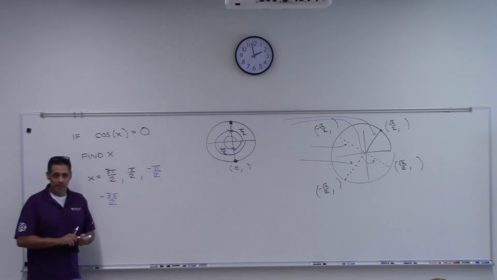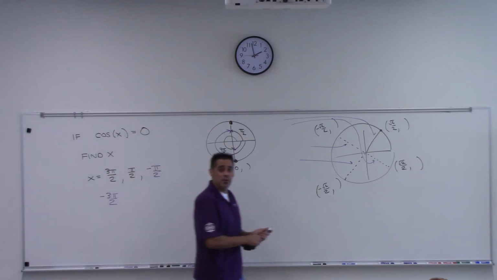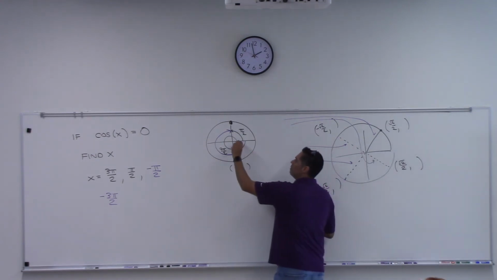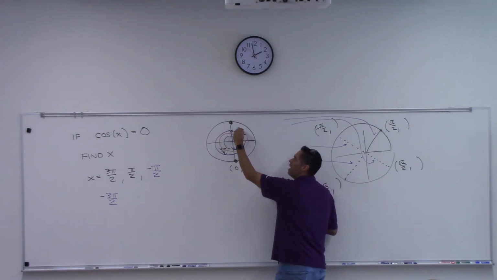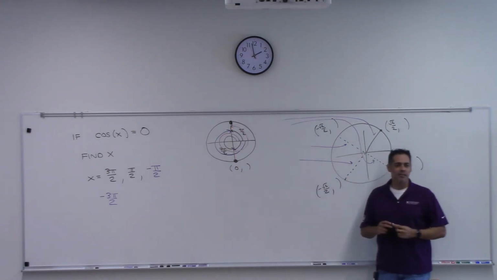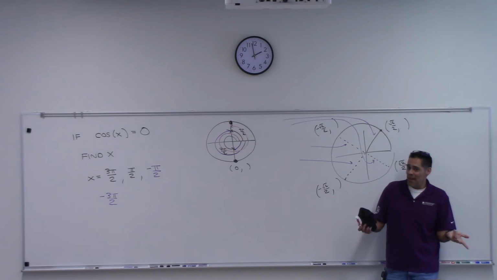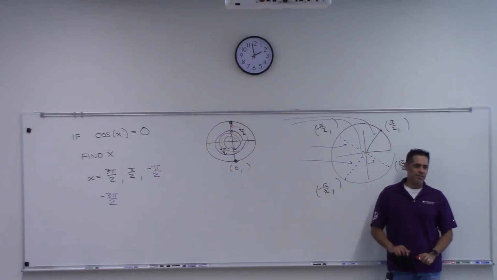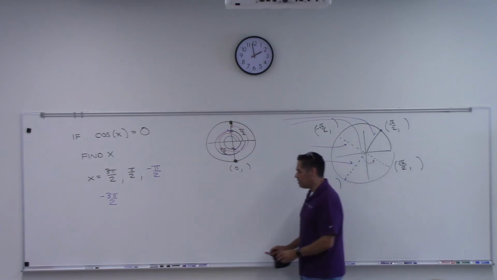Right? Am I done now? Nope. I'm not done. Because what's stopping me now from doing this? How about this angle? Go all the way around once and then to here. Wouldn't that still be an angle that gives me a cosine of 0? Yes? How many answers are there? An infinite number of answers. Right? How do we write that? How do I tell you that?